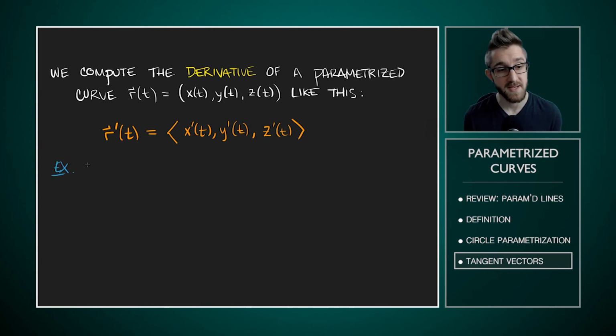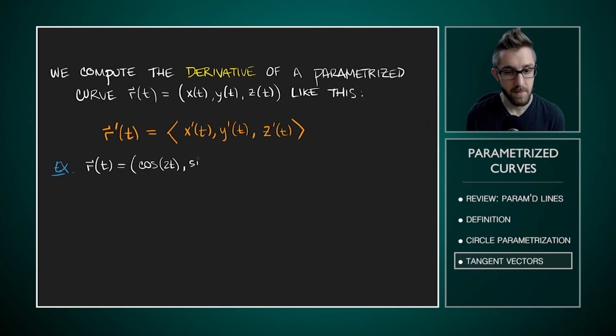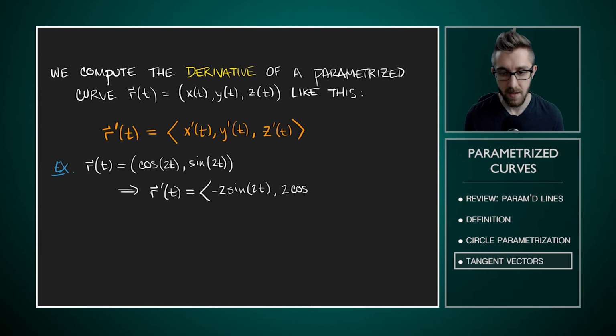So just for a quick example, if we had that parametrization from before, which I called r1 of t, but I'm going to just call it r of t, that was cosine of 2t, comma sine of 2t. So bringing that back, this parametrization of the circle of radius 1, if we take its derivative, then we're just going to differentiate each term on its own. So we have negative 2 sine of 2t, taking the derivative of cosine of 2t. And then for the second one, we have 2 cosine 2t.